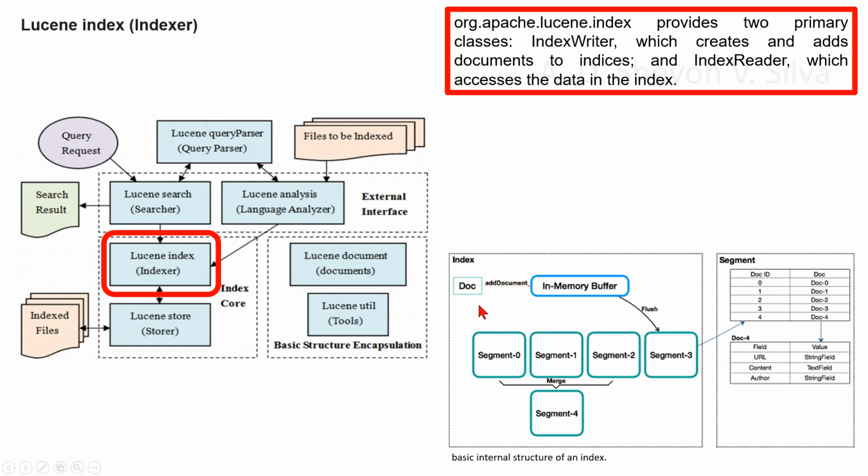A document is similar to a row in a relational database. So in a document database, an index can contain multiple documents. A document written into an index is assigned a unique ID.